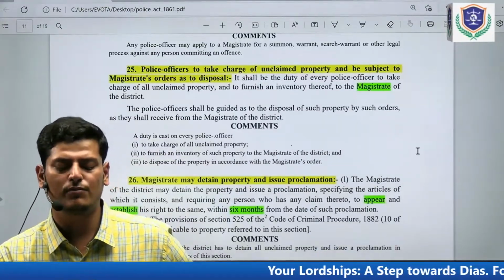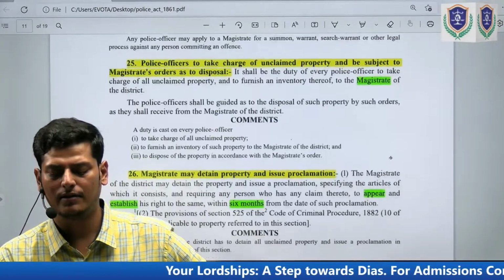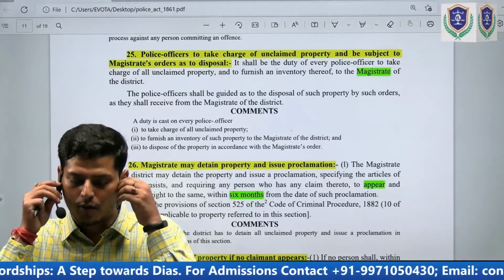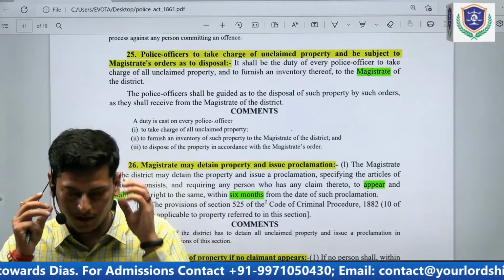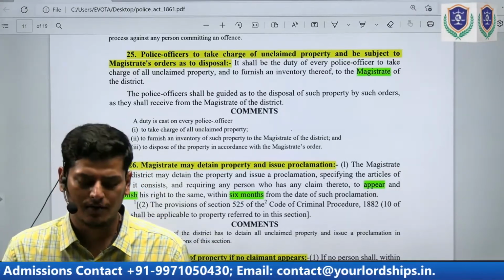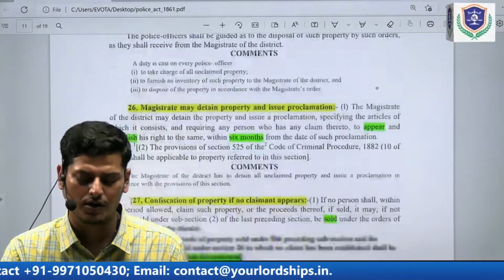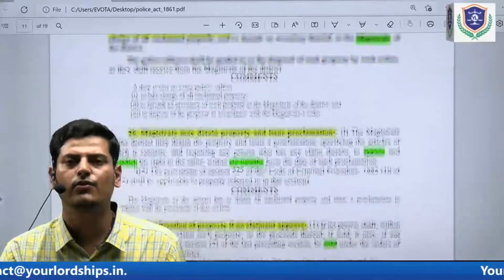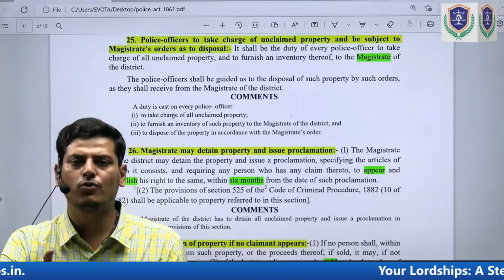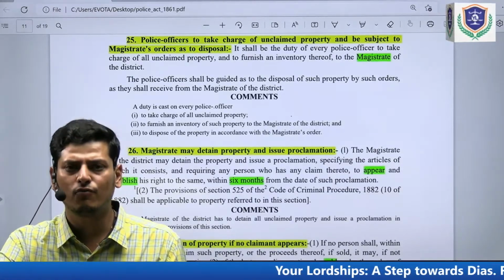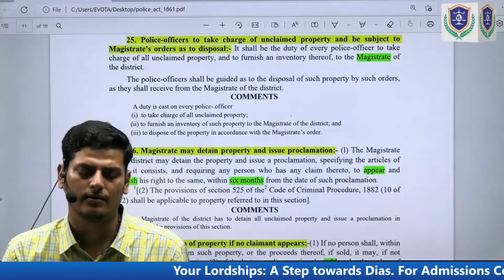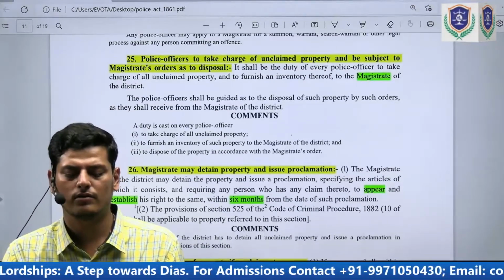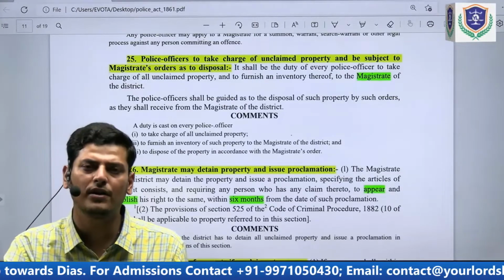Section 25 deals with police officers to take charge of unclaimed property and be subject to the magistrate's order of disposal. With respect to the unclaimed property, we have specific sections, section 25, 26, 27. These three sections deal with, first of all, the duty of a police officer to take charge of an unclaimed property, and then what will happen to that property. So if any unclaimed property is there, it shall be the duty of the police officer to take charge of such unclaimed property. This has been given under section 25.